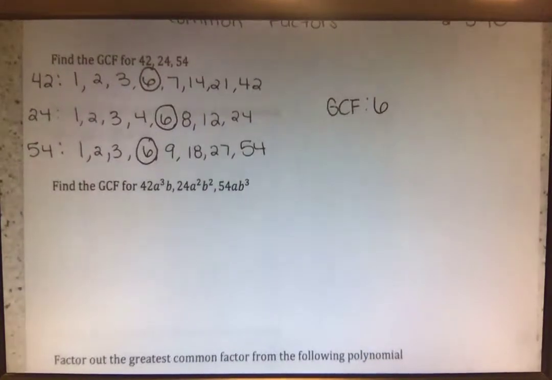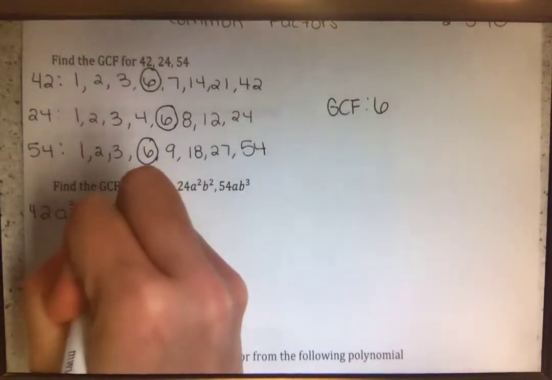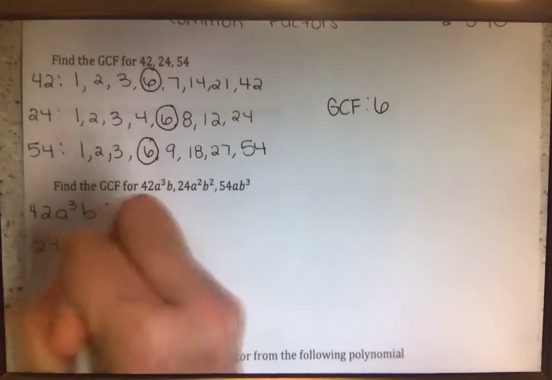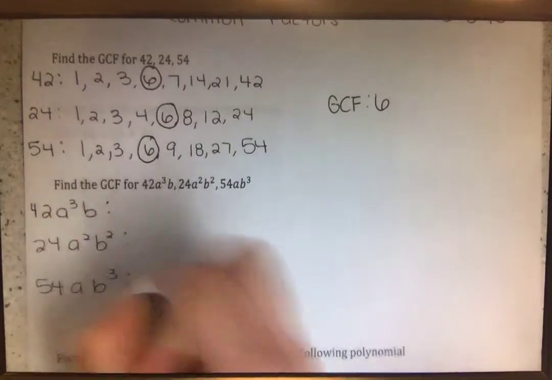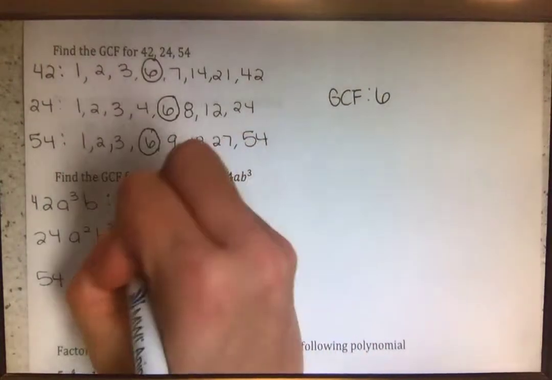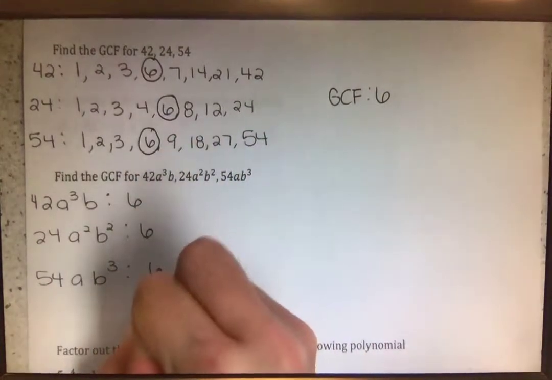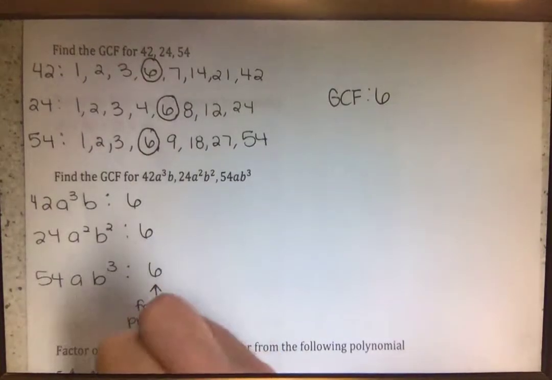Same thing for the next one, but now we have letters to play with. So we have 42a cubed b, 24a squared b squared, 54ab cubed. So if you notice, it's the same numbers again. So we already know that 42, 24, and 54 all have a 6 in common from the previous problem. So we know that GCF is going to be 6 from the previous example.